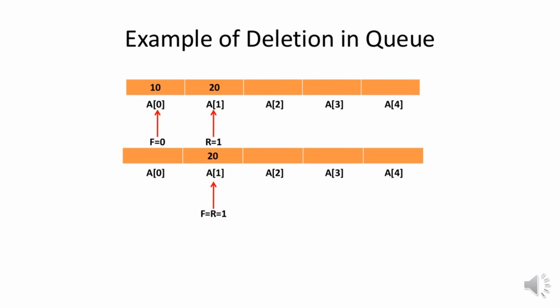We have to remember that while insertion, rear is incremented by 1, and while deletion, front is incremented by 1 in the linear queue. Okay, this is the linear queue. And initially front is equal to minus 1 and rear is equal to minus 1.